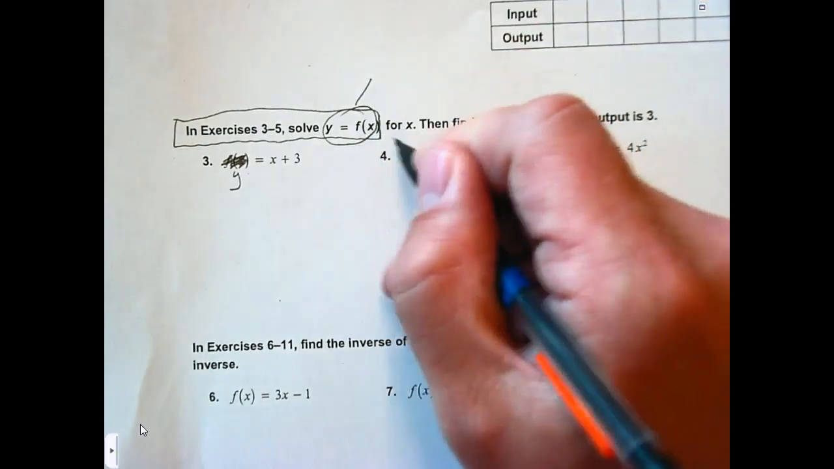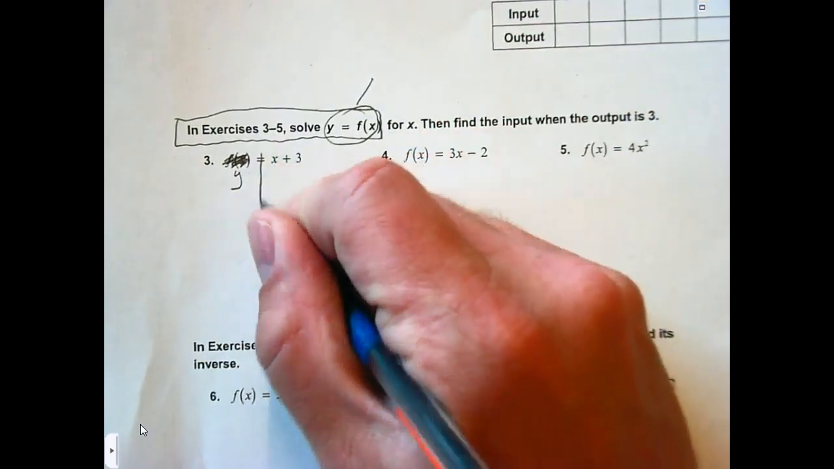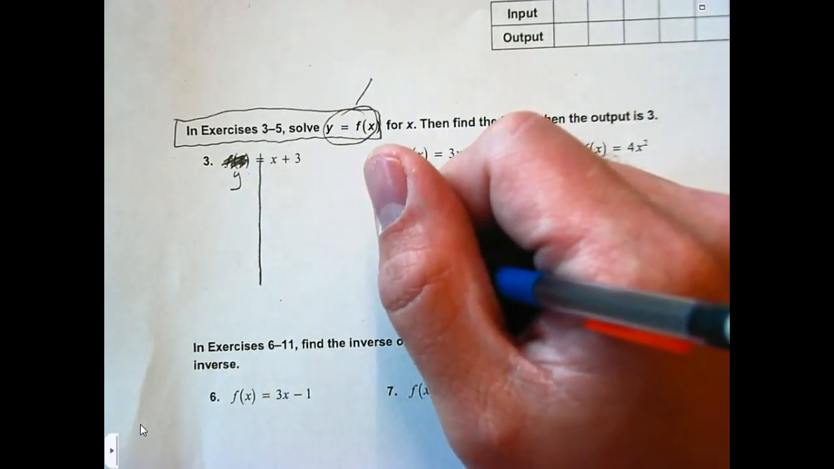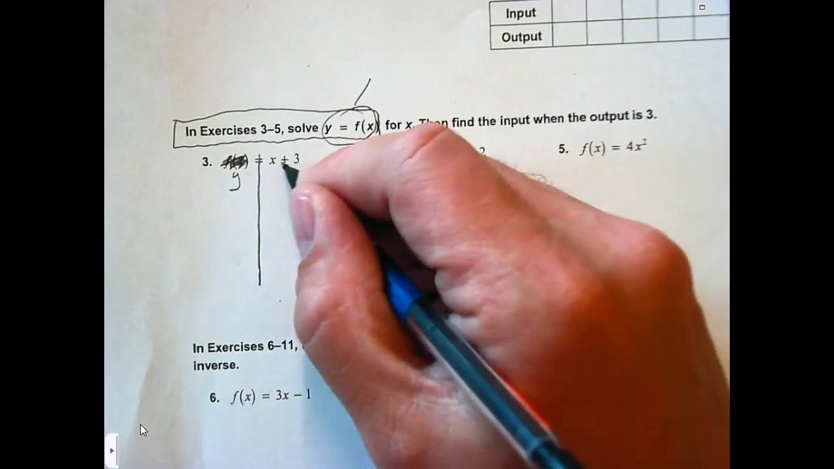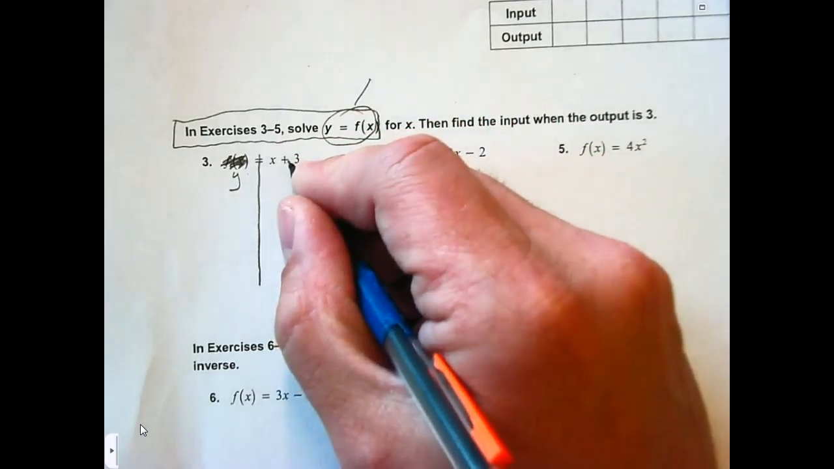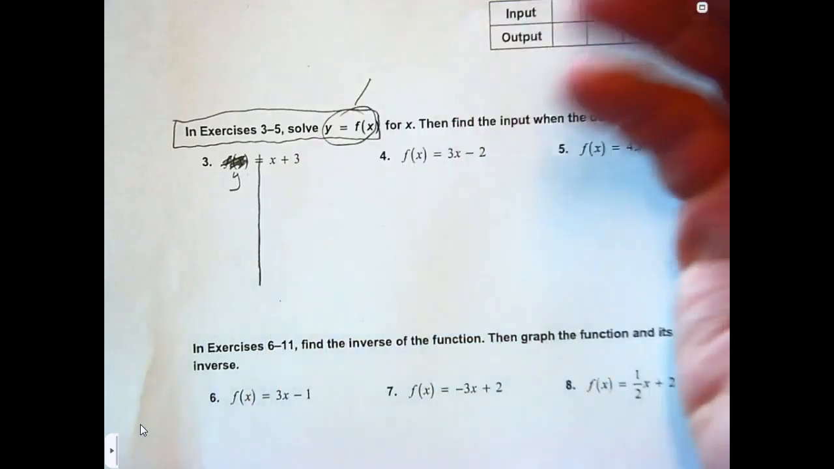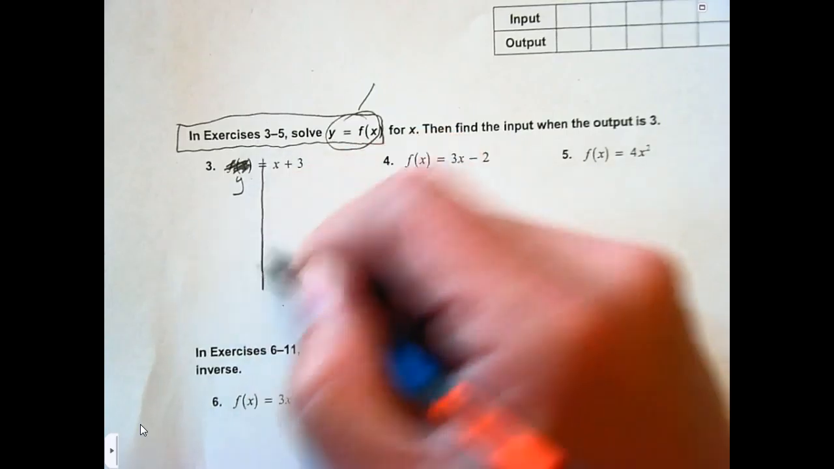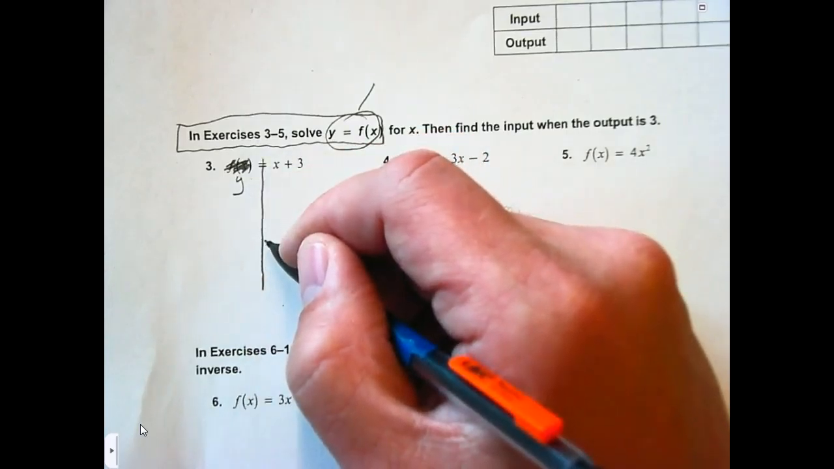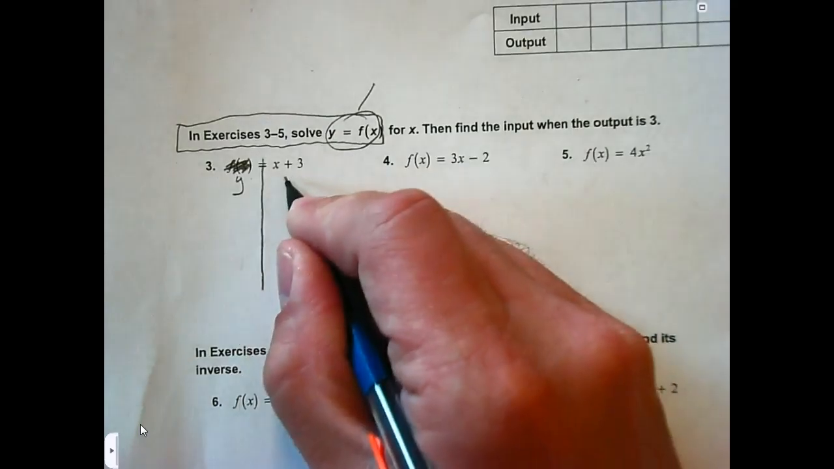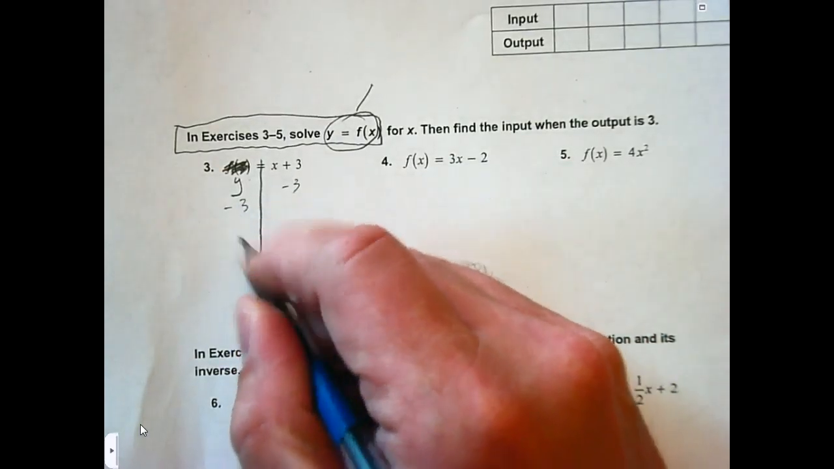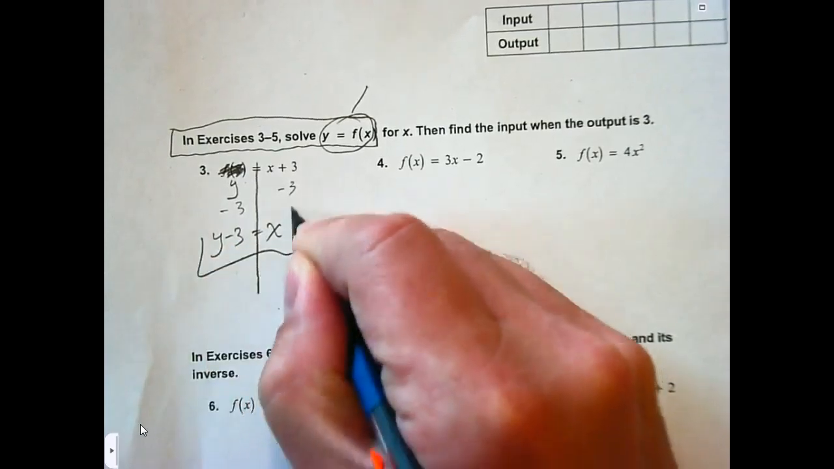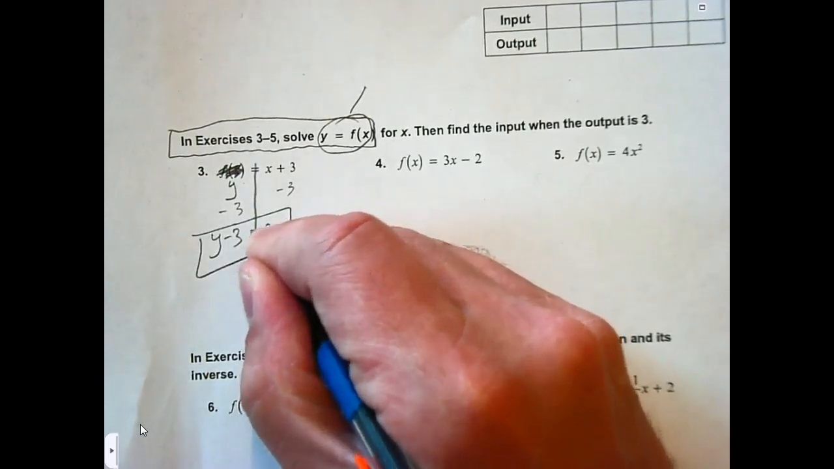Okay? And then solve that for x. What's it mean to solve for x? It means get x. No. When it says solve for something, it means get that thing alone on one side. So if I'm solving for x, it means move everything away from x. Okay? So, subtract 3 on both sides. We get y minus 3 equals x. There you go. You have now solved for x.